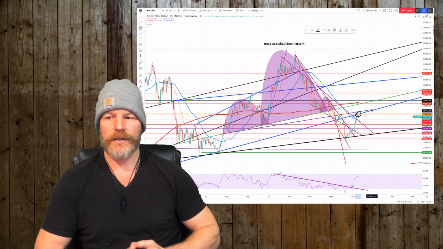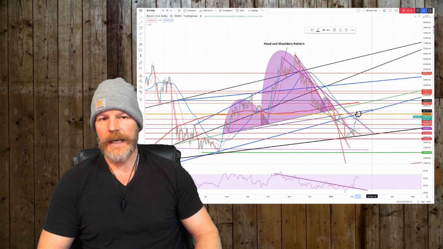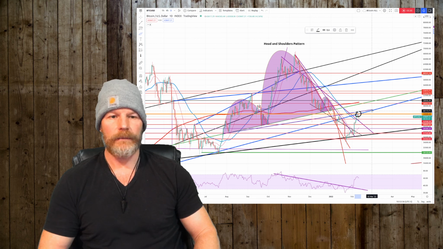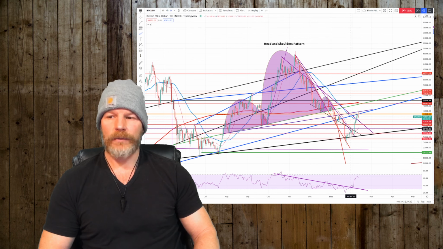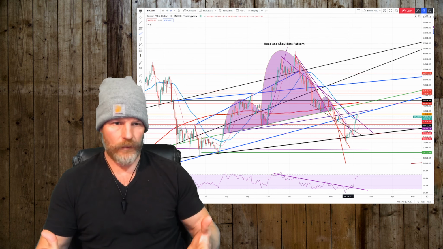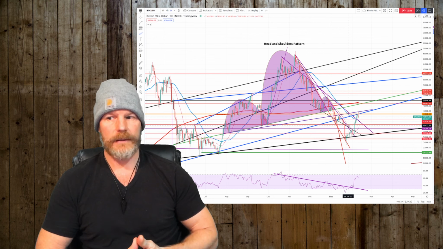But until we get above this blue ascending trend line, I'm not really looking to enter a lot of altcoin trades. I'm cautiously optimistic. I'm still long all my positions, but I'm only taking profits on the pops of 10 to 15% at this point. Once we get above that blue ascending trend line, that's when I'll take profits on I'm looking for 20, 25% at that time because I become more bullish.